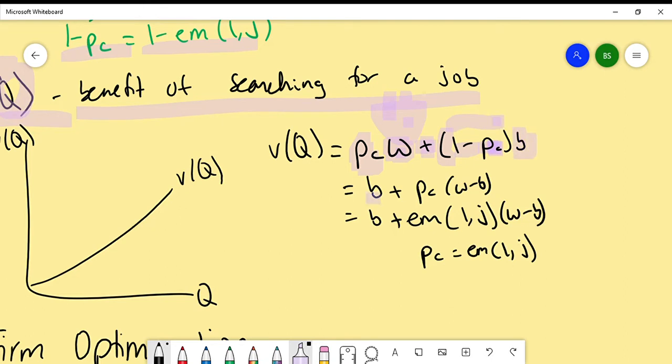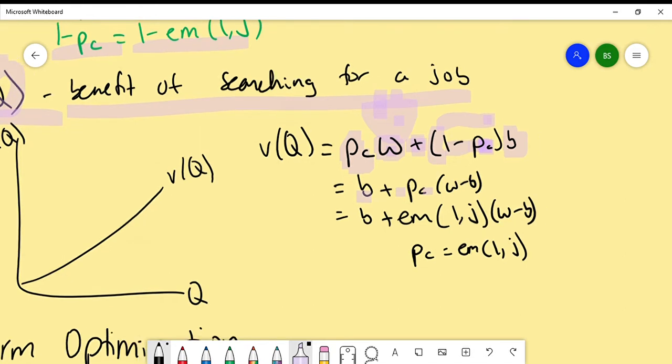Now we're going to rearrange this and so on. Okay, actually I'm going to do that right now.